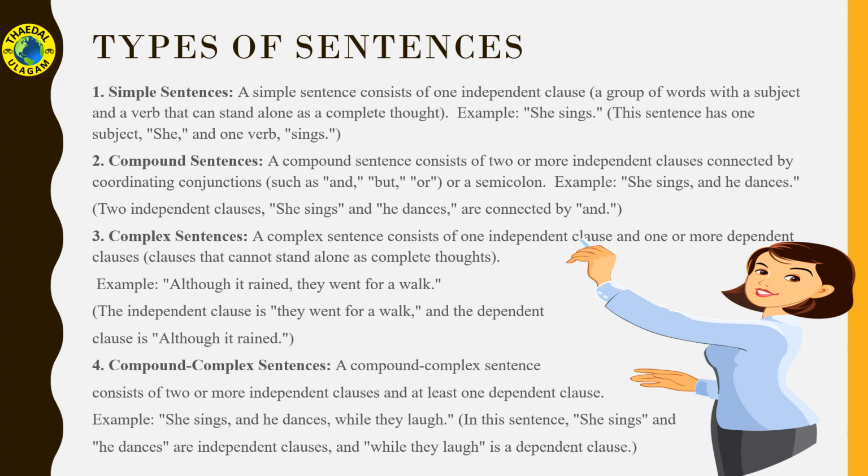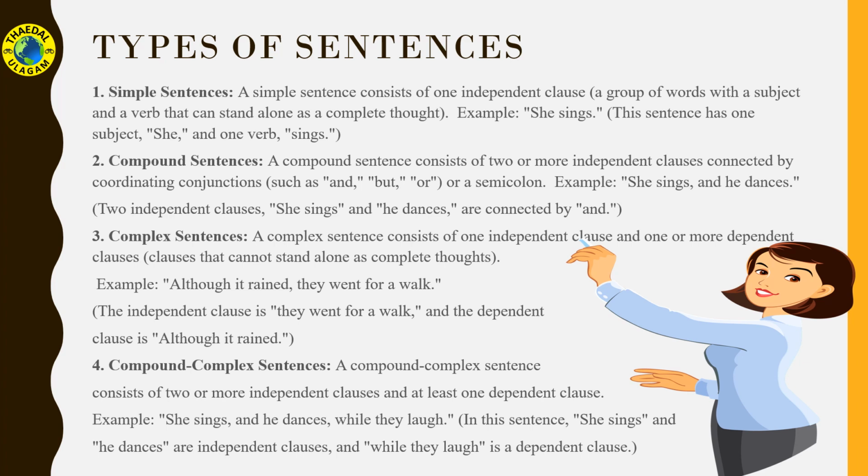1. Simple sentences. A simple sentence consists of one independent clause, that is, a group of words with a subject and a verb that can stand alone as a complete thought. Example, she sings. This sentence has one subject, she, and one verb, sings.